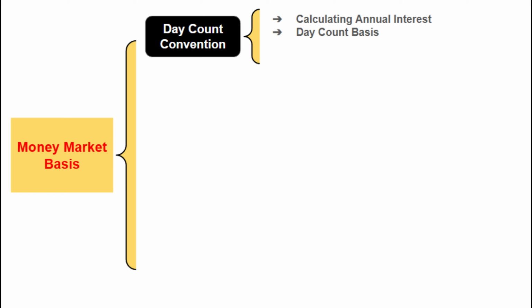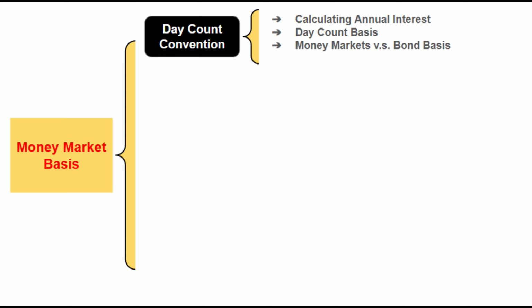Depending on the day count basis on which interest is calculated, the amount of interest is different for the given principal amount, interest period, and interest rate. There are two types of day count basis: money market basis and bond basis. In the last session, we reviewed the bond basis, so let's look at the money market basis in this session.